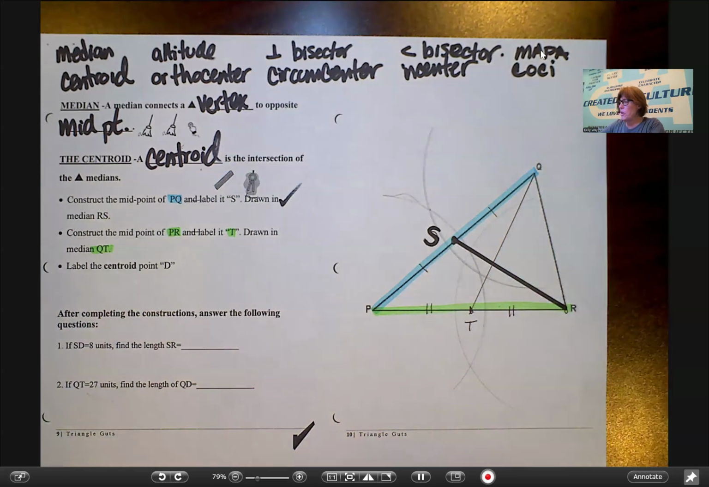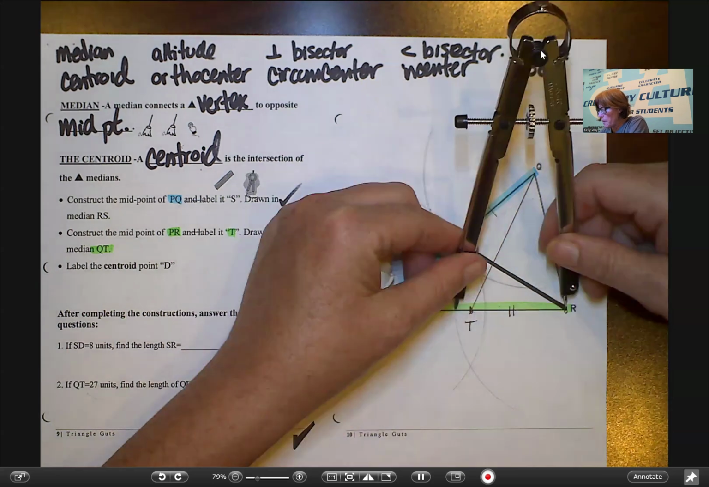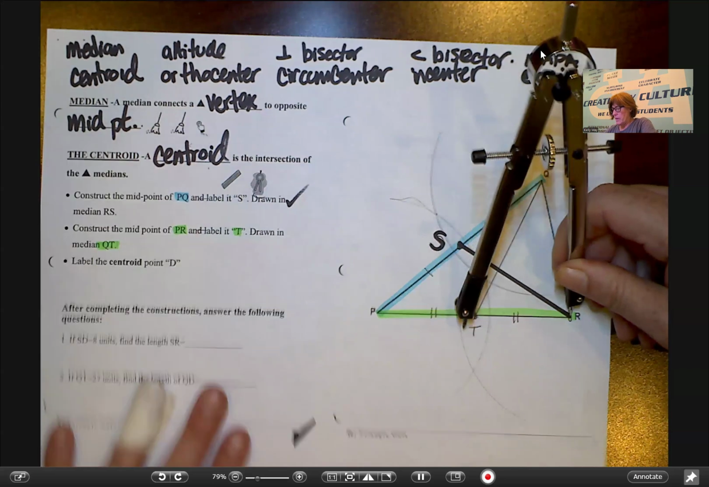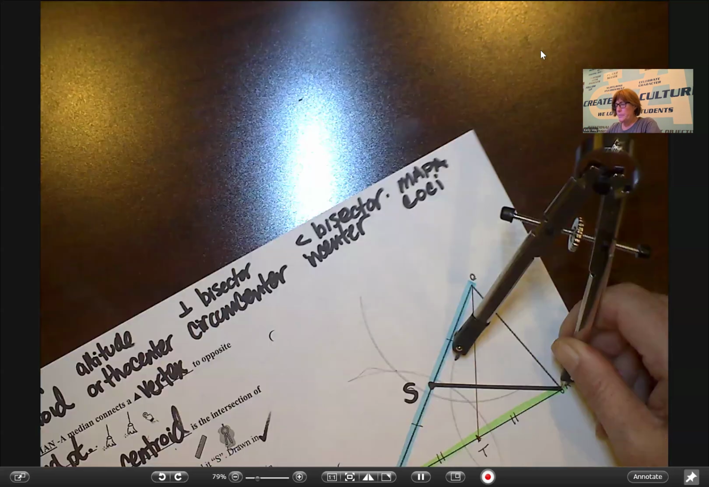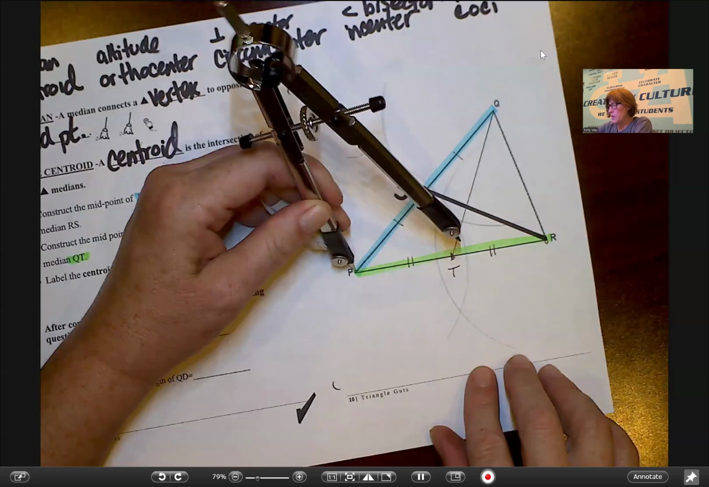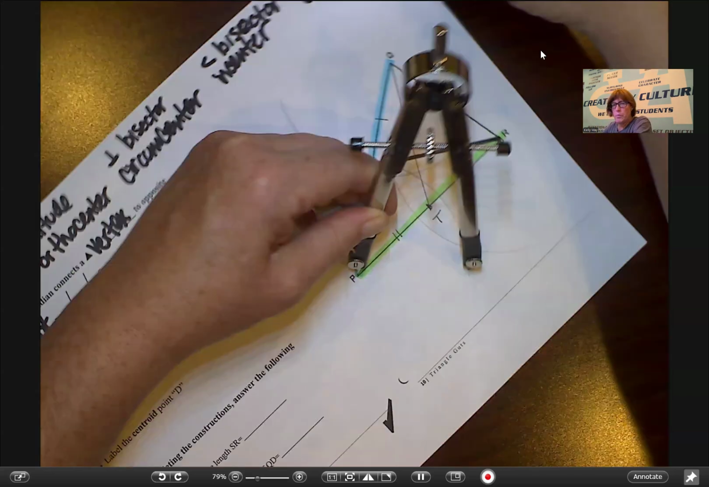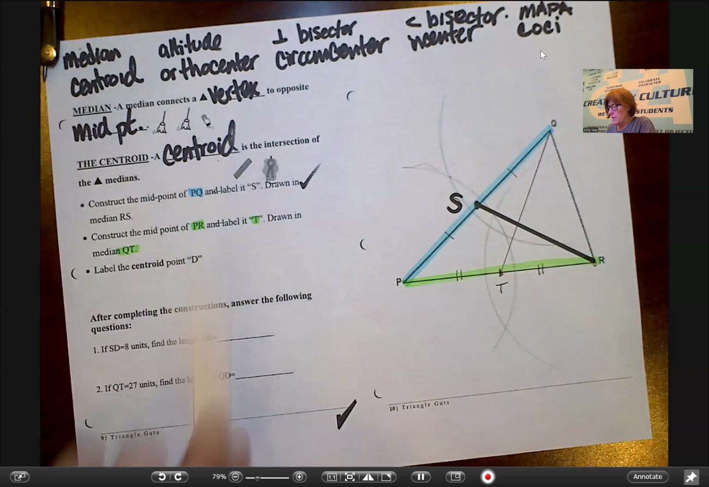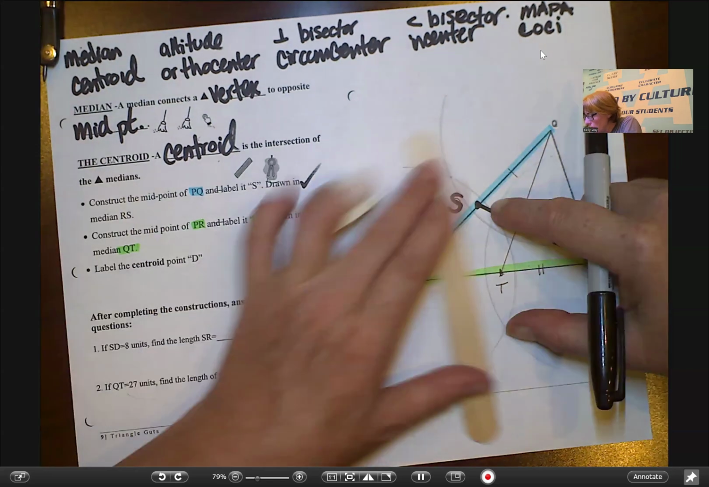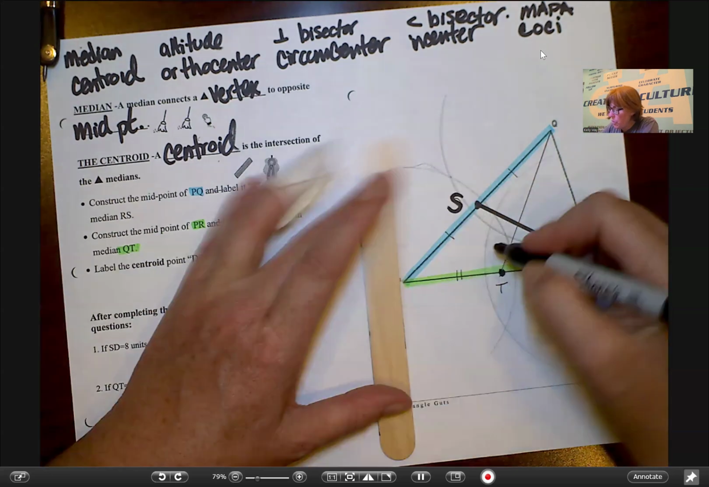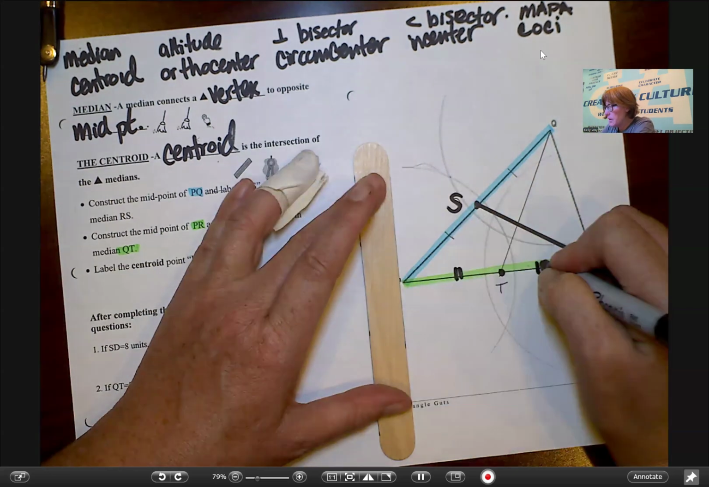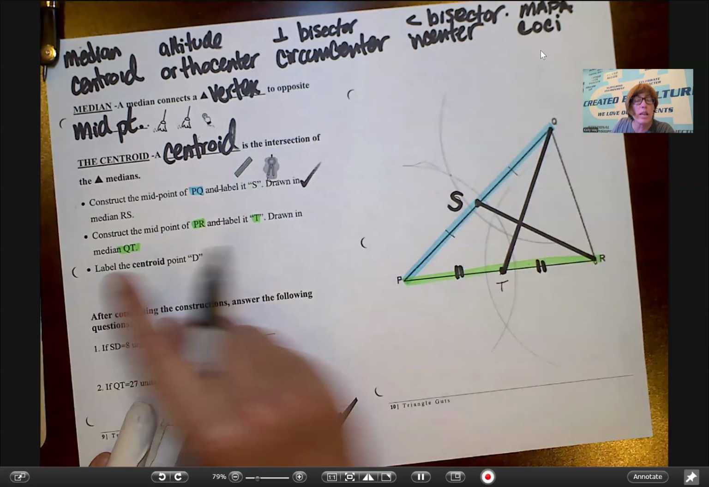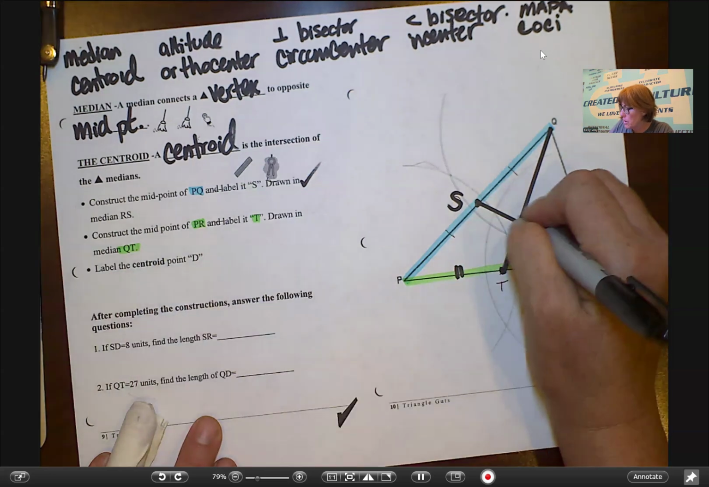I'm going to show the other method where we twirl the paper instead. So pivot, sweep, plant, sweep. Line up your points of intersection. There's our midpoint. And so we got two medians. The medians intersect at the centroid D. So we're going to call this D.